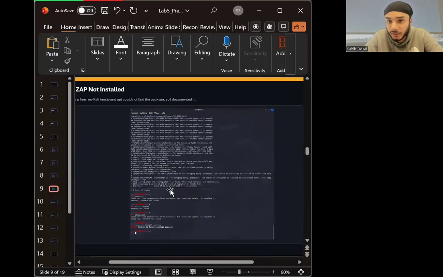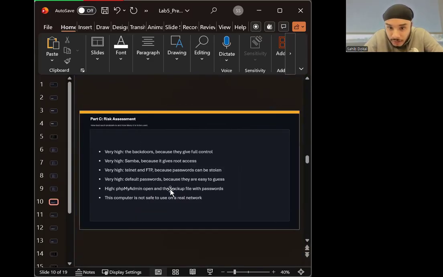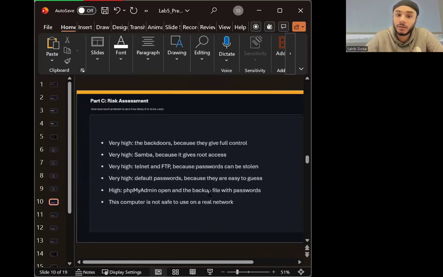Next, we have the risk assessment. After reviewing all the findings, I ranked the vulnerabilities by risk level. The backdoors, Samba vulnerability, Telnet, FTP, and default passwords were considered very high risk because they could allow attackers to gain full control of the system. Overall, this machine would not be safe on a production network.